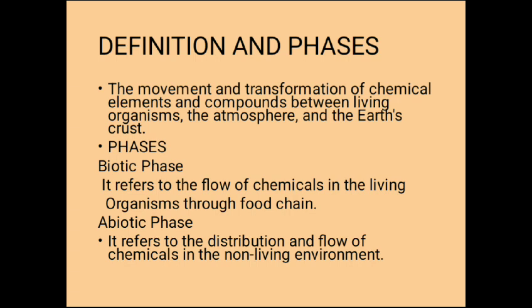Biotic phase: it refers to the flow of chemicals in living organisms through the food chain. Another one, abiotic phase: it refers to the distribution and flow of chemicals in the non-living environment.